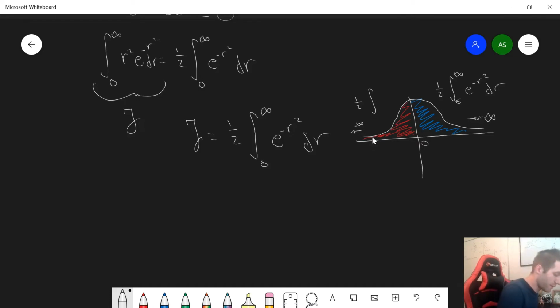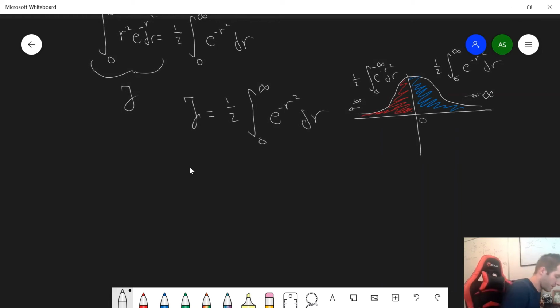So this is going to go from 0 to negative infinity of e to the negative r squared dr. Now if we combine these, we are simply dividing them by 2. And to do that, we will have now j is equal to 1/4. Since we're dividing by 2, we can change these boundary limits from negative infinity to infinity of e to the negative r squared.